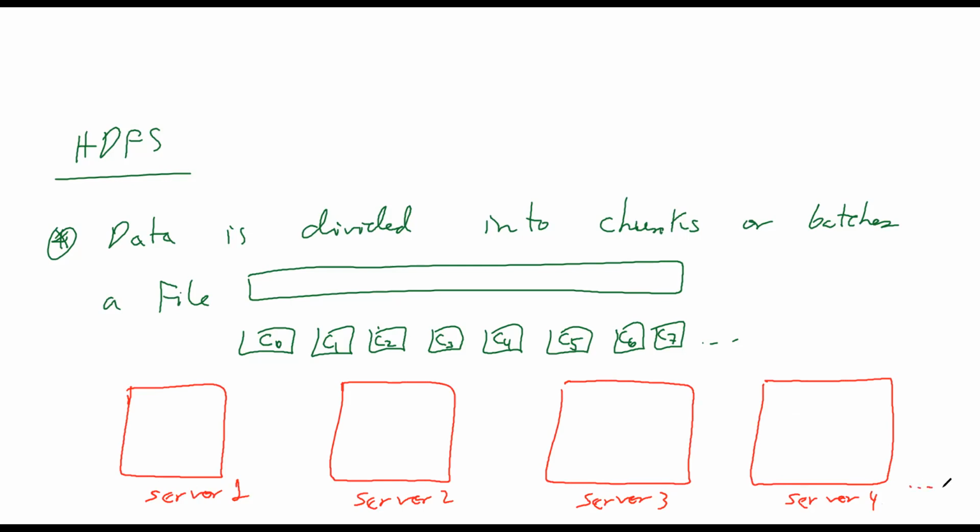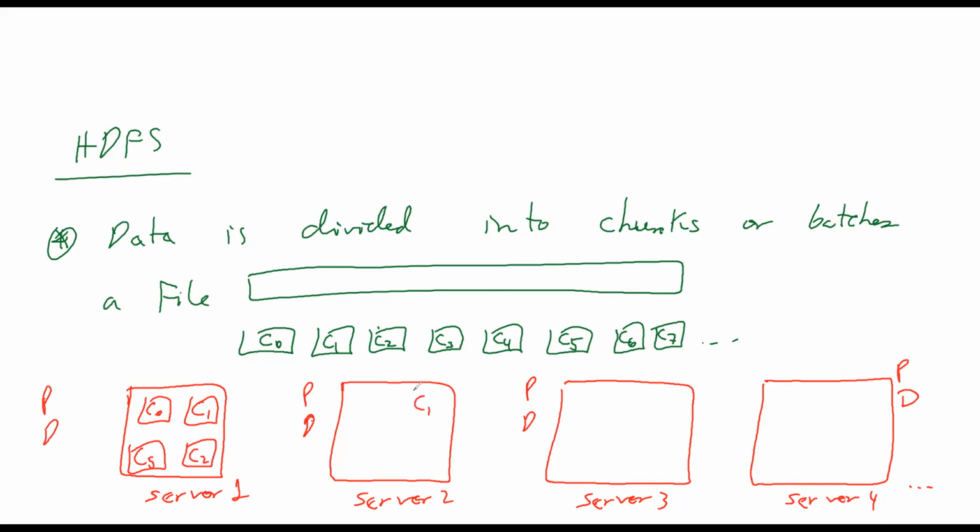Now remember that these servers serve as both compute and data. Compute, which is basically processing, and data. Then you're just going to distribute out the chunks. So you have C0, C1, C5, C2. Multiple chunks get sent to a server.